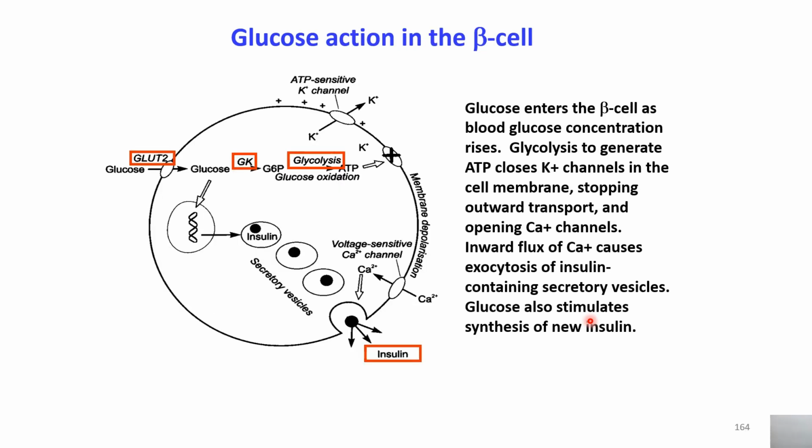Now, glucose will enter the beta cell as blood glucose concentration rises, right? Glycolysis will generate ATP, which closes the K plus channels in the cell membrane. It will stop outward transport and open calcium channels. An inward flux of calcium will cause exocytosis of insulin-containing secretory vesicles. Glucose will also stimulate the synthesis of new insulin.